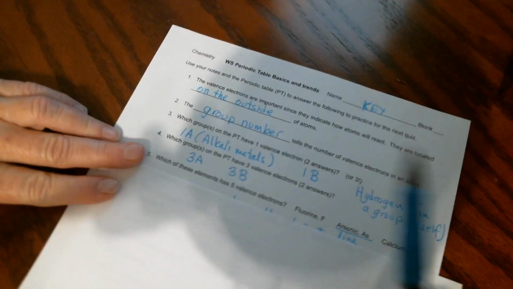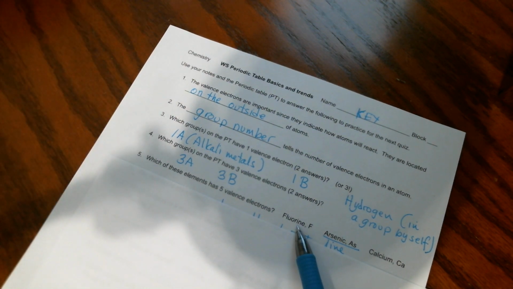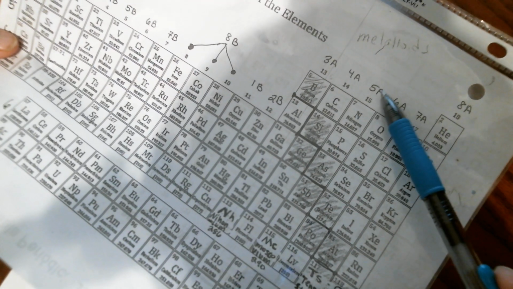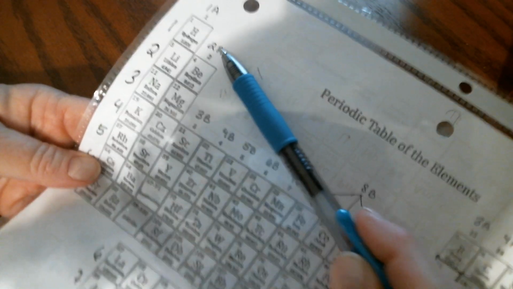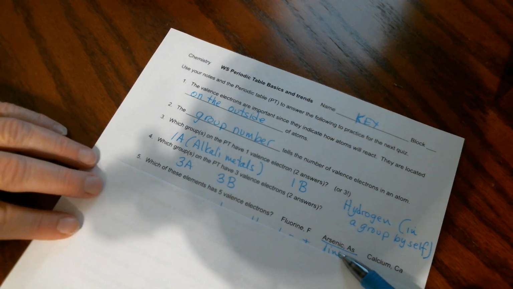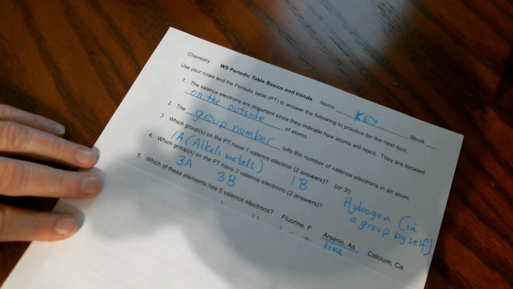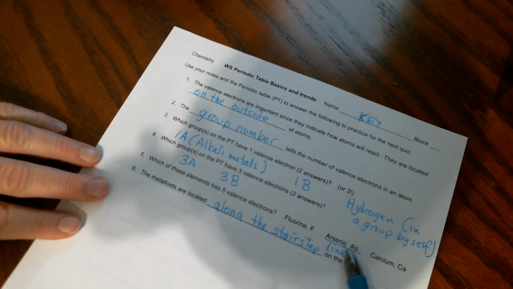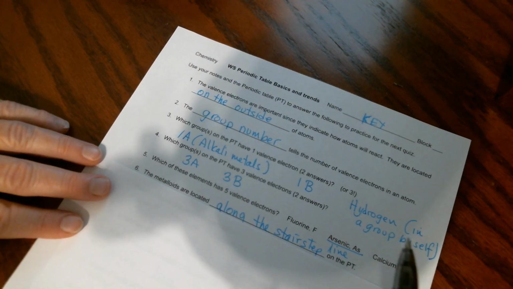Okay, so which has 5 valence electrons? We look for fluorine. Fluorine is right here. It has 7. I look for arsenic. It is 5. And I look for calcium. Calcium has 2. So which has 5? It would be this one. On the quiz, I will not have these same elements. I will have different ones. But if you understand how to do this, you will get it.